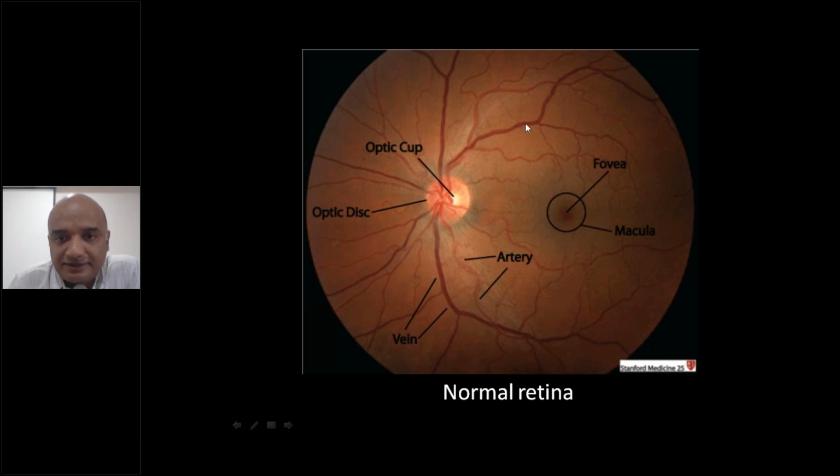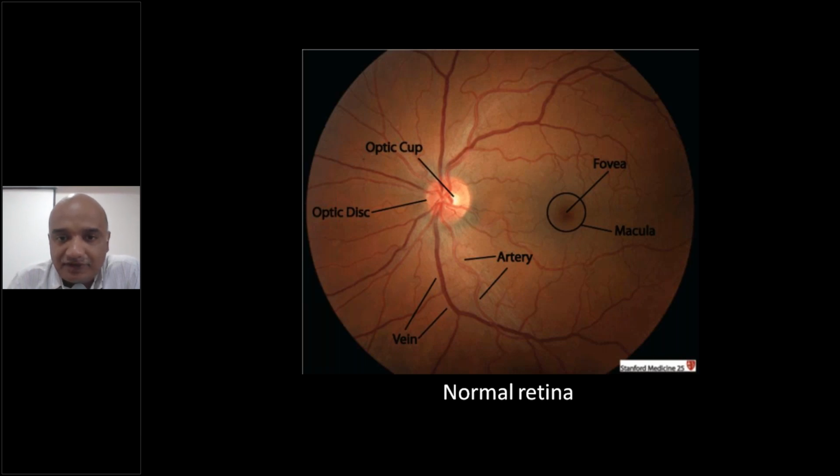Now the space between the superior arcade and the inferior arcade, this whole area, is called the macula. The central part of the macula is called the fovea. So this is how a normal retina appears. When you see a patient's fundus, or a patient's retina after dilating the pupil, this is what you should be able to see.